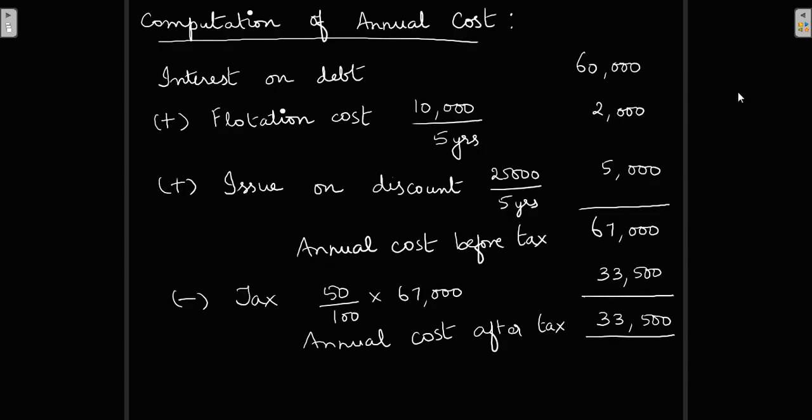Now let's find out how to compute annual cost. So the interest on debt we have already calculated, 60,000. Flotation cost is 10,000, but we are amortizing it, so divided by 5 years will give you 2,000. Issue discount, again you divide it by 5 years, you get 5,000. So annual cost before tax is 67,000. Since the tax rate is 50%, we calculate on the annual cost before tax. 50% of 67,000 is 33,500. So the annual cost after tax is 33,500.